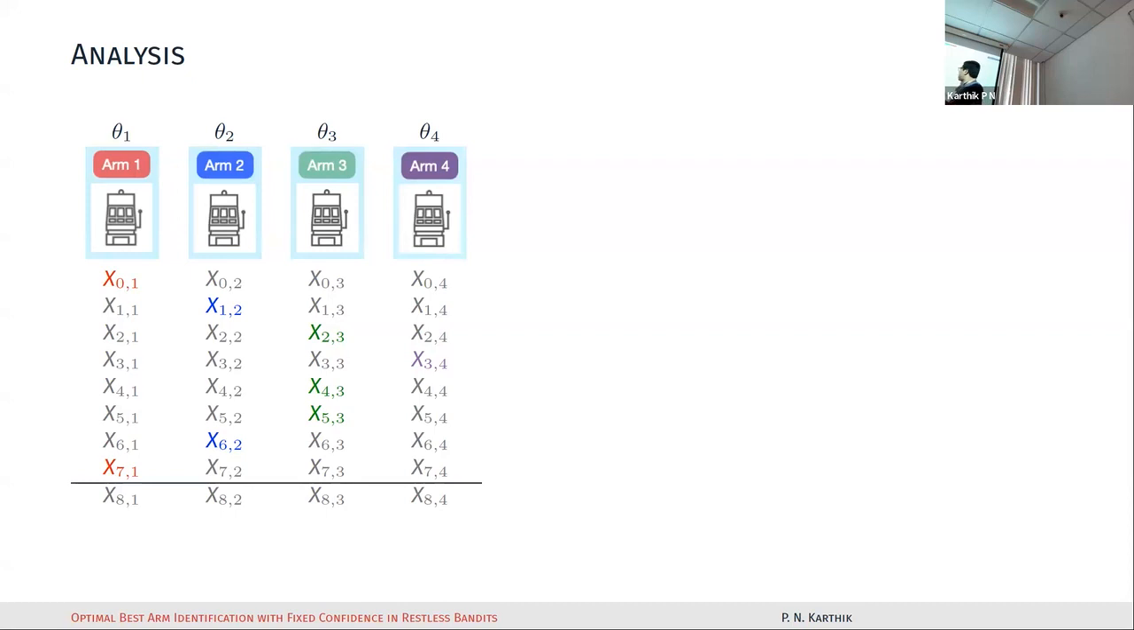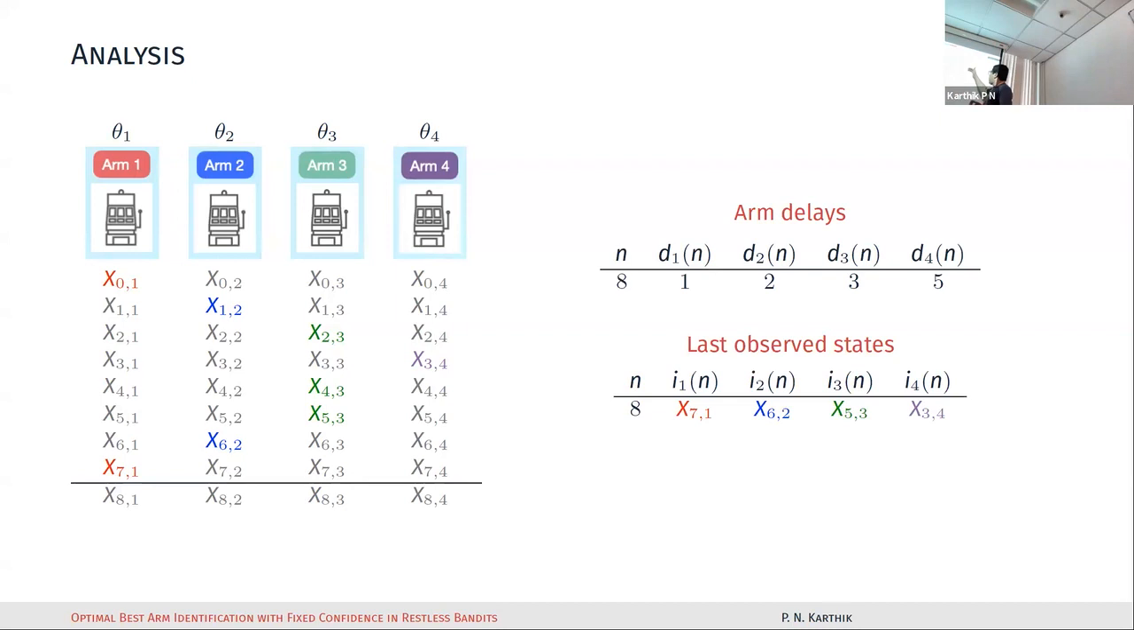At this time, I'm going to show you two tables here. One is what I call the table of arm delays. By a delay, I mean how many time instants ago was each of the arms selected with reference to a certain time. For example, with reference to time n equal to 8, how many time instants ago was arm 1 observed? It was observed one time instant ago at time 7. That is why the delay is equal to 1 at time n equal to 8.